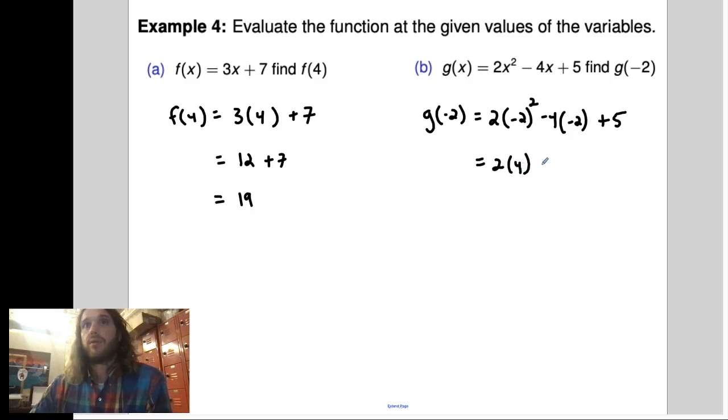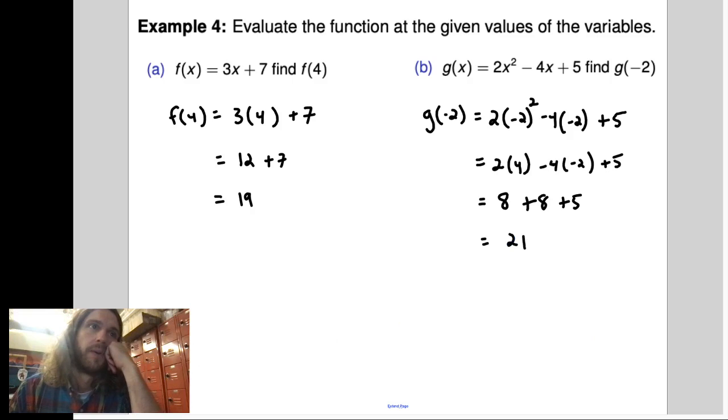After we've done this step, now we can go through and do all of our multiplication. We have 2 times 4, which is 8, and we have -4 times -2, which will result in 8. So 8 plus 8 plus 5. This is 16 plus 5, which is 21.